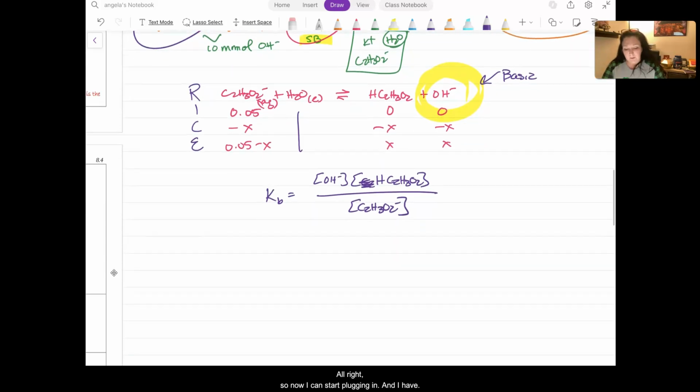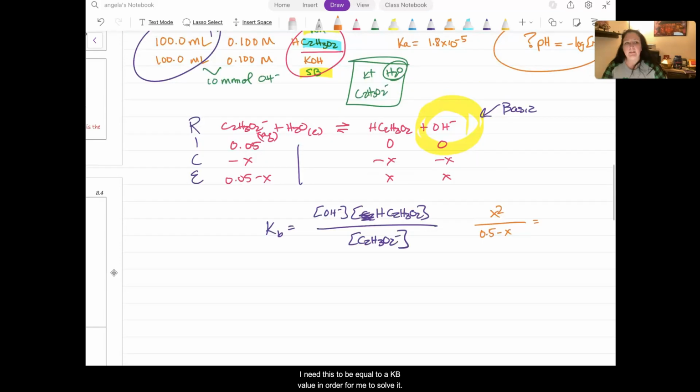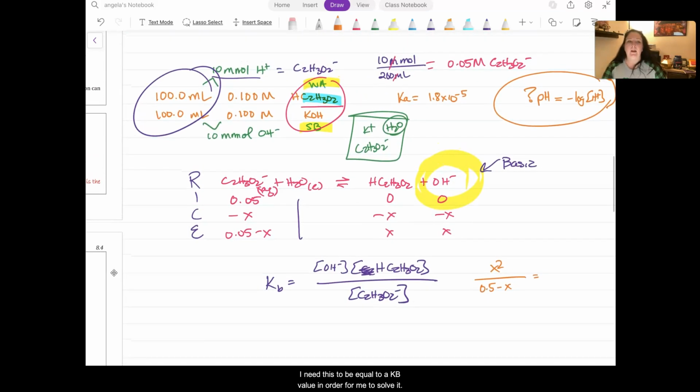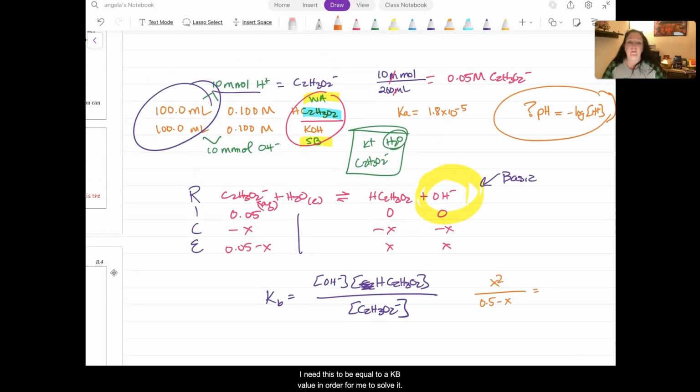All right, so now I can start plugging in, and in my numerator I'm going to end up with x squared, and in my denominator I have 0.05 minus x. Now, put the brakes on. I need this to be equal to a Kb value in order for me to solve it. However, I have the Ka value for acetate, right?